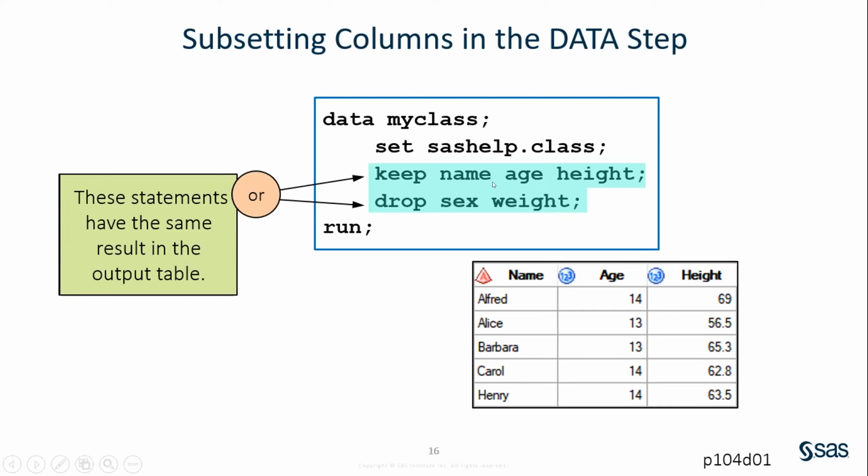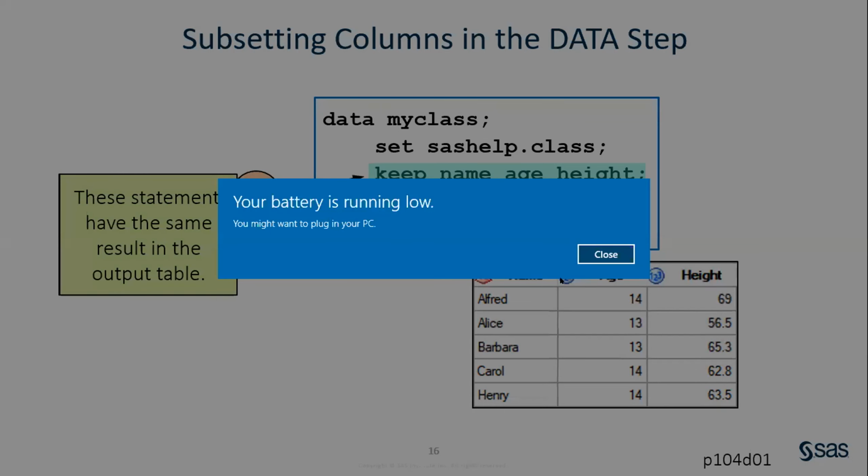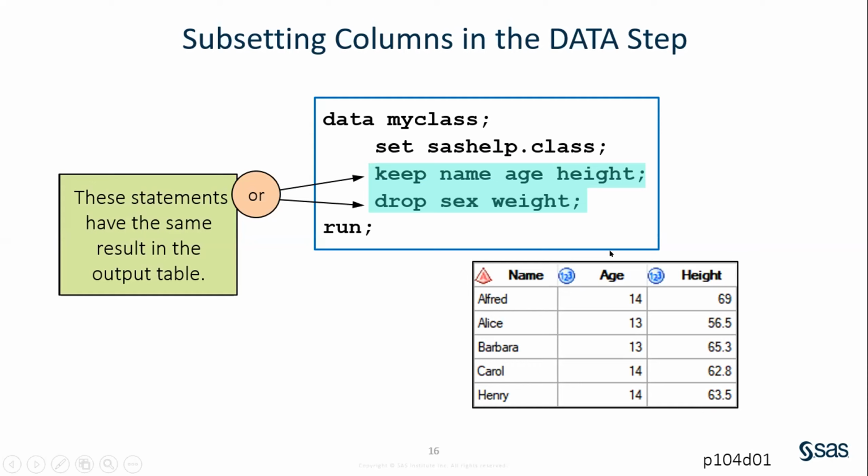When you write drop, it indirectly keeps the rest, and when you write keep for a column, it indirectly drops sex and weight. So the statements have the same result in your output. Understood? Yes. Any question?